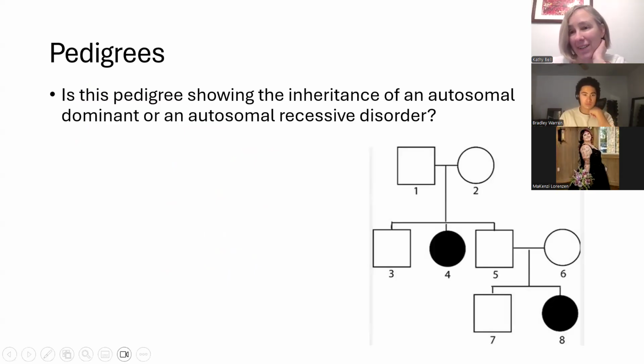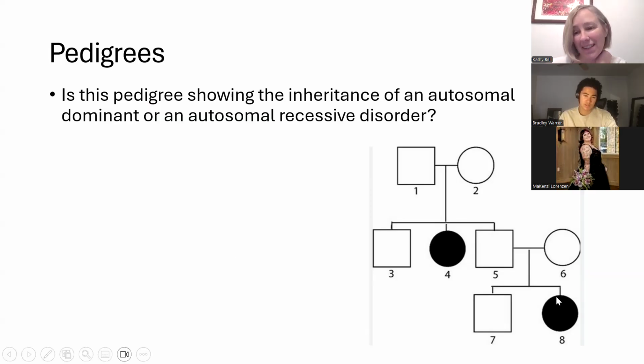All right. We also talked about these pedigrees. And let's look at this pedigree here. So is this one showing the inheritance of an autosomal dominant or autosomal recessive disorder? What do you think? Recessive? Oh, wait, no. Yes, is that right?